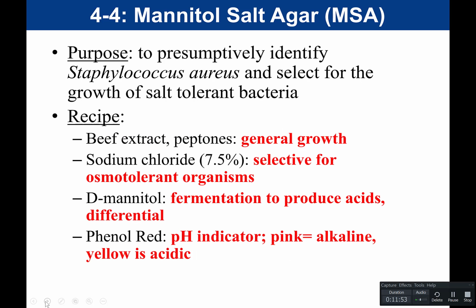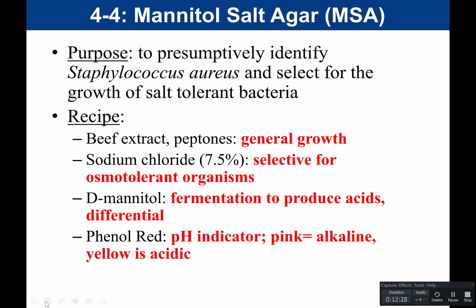Now, when you're studying MSA, you want to know the purpose, right? And the purpose is to presumptively identify Staphylococcus aureus and select for the growth of salt-tolerant bacteria. You want to know the general ingredients. Again, the ones that really matter are the selective ingredients and the differential ingredients. So beef extract and peptones, you don't have to memorize that those are there for general growth. But you should understand in general that that's what those types of ingredients are used for.